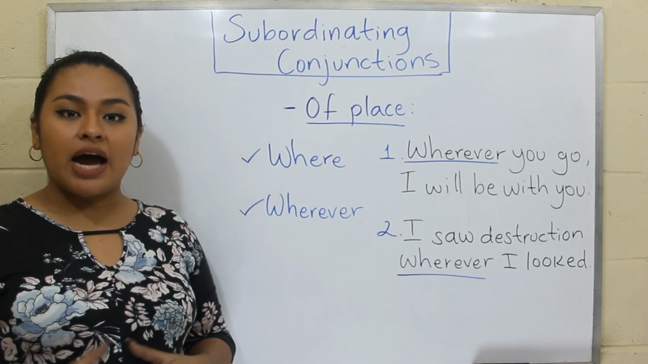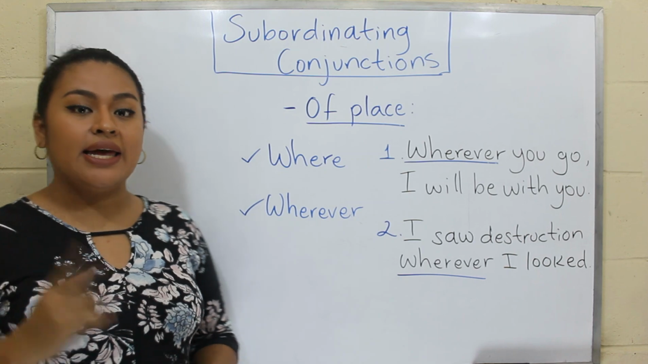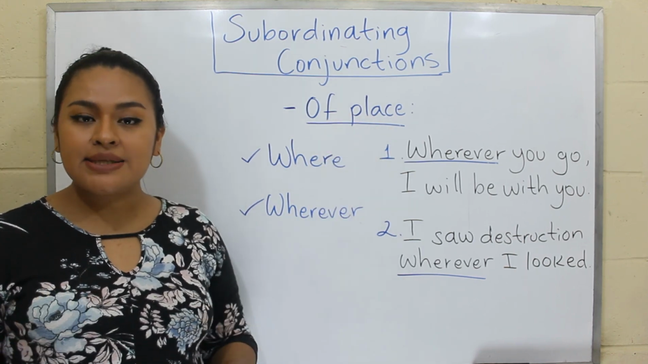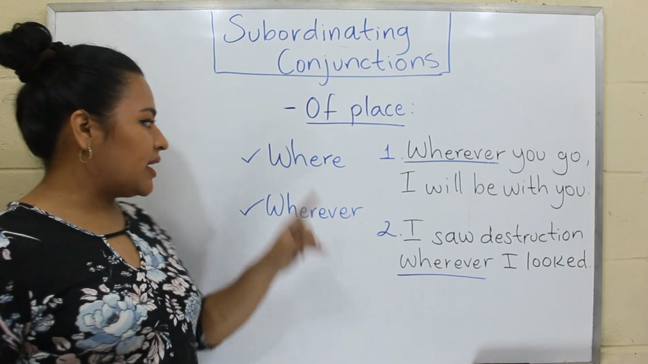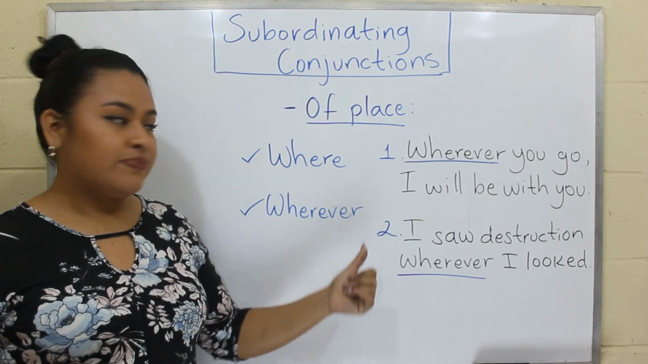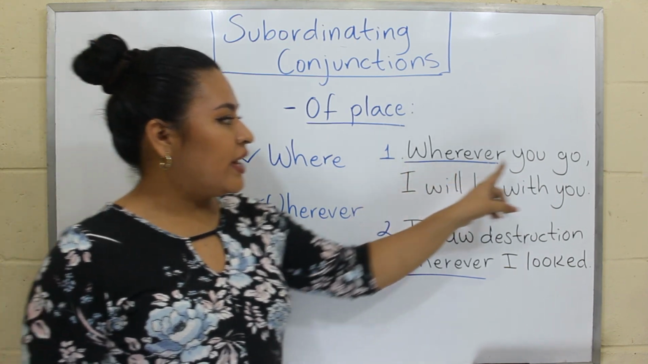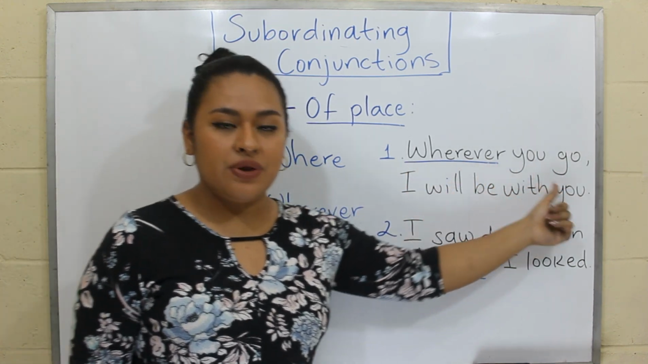Now, the third type of subordinating conjunctions is subordinating conjunctions of place. In this type, we use conjunctions like where and wherever. And here we have two examples. The first one says, wherever you go, I will be with you.